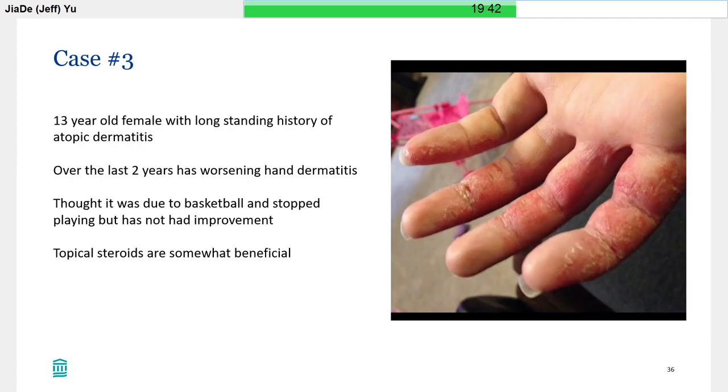Case number three here is a 13-year-old female with a long-standing history of atopic dermatitis. Over the last 2 years, her hands started to get much worse. However, the parents were saying they're doing exactly the same thing.